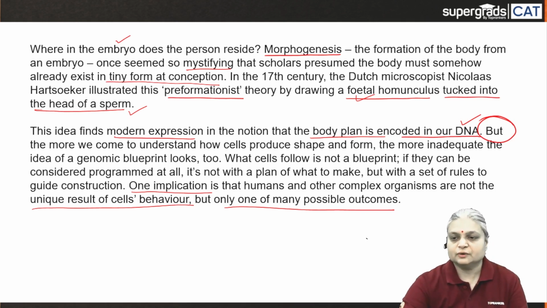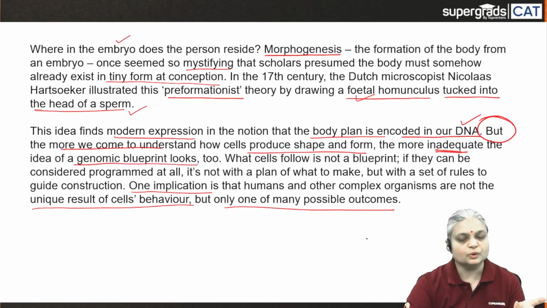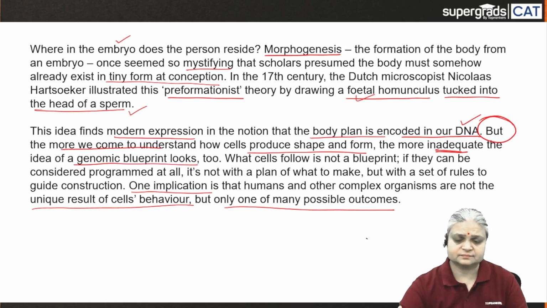Also, when we look at this paragraph, it is repeating the sentence which we have read in the subtitle. The more we come to understand how cells produce shape and form, the more inadequate the idea of a genomic blueprint looks. So, we have an understanding that the more we try to understand, the less complete it seems, and it seems we need to understand a little more.